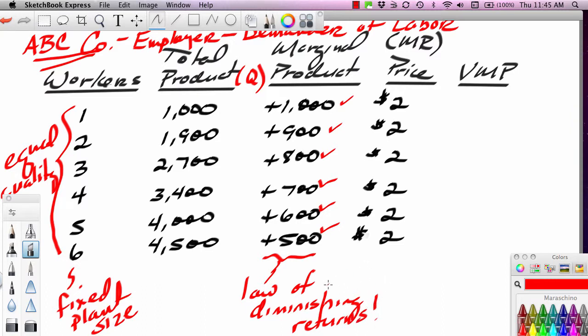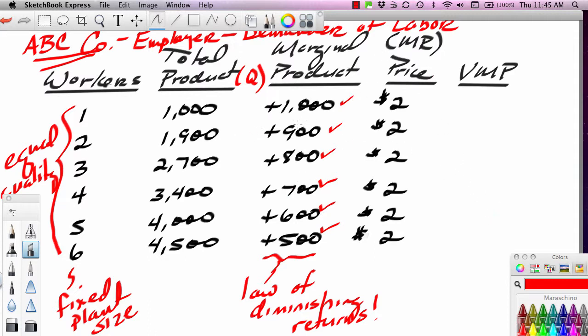It's just the idea that marginal product falls as you add a variable input to a fixed plant size. I like to call it the crowded room theory. There's just not enough capital to go around as you keep adding workers to a fixed plant size. So that's being assumed here. This is a very important consideration. We have diminishing marginal product, which is the law of diminishing returns.